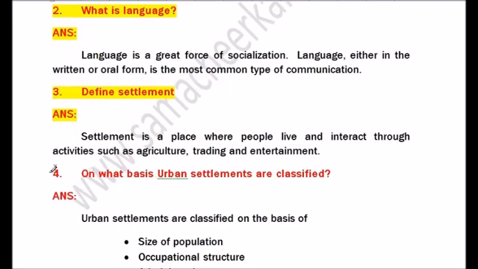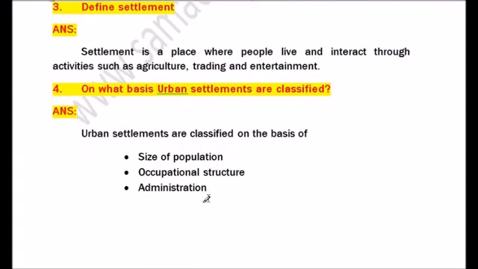Question number 4. On what basis are urban settlements classified? Urban settlements are classified on the basis of size of population, occupational structure and administration.